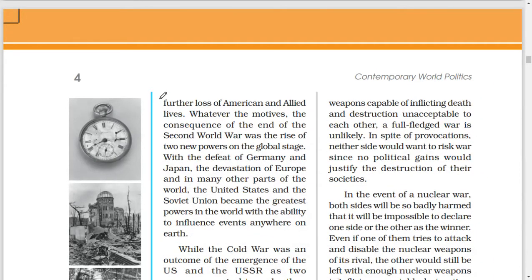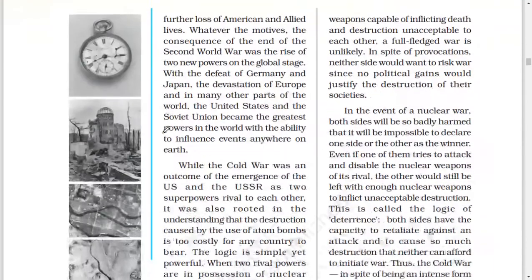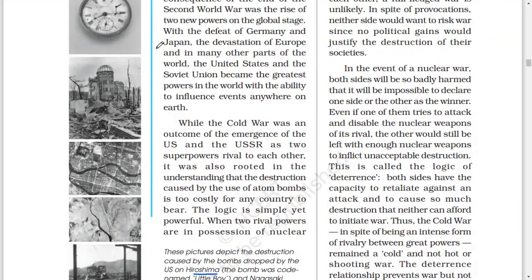For the loss of American and Allied lives. Whatever the motives, the consequence of the end of the Second World War was the rise of two new powers on the global stage. With the defeat of Germany and Japan, the devastation of Europe, and in many other parts of the world, the United States and the Soviet Union became the greatest powers in the world, with the ability to influence events anywhere on earth.